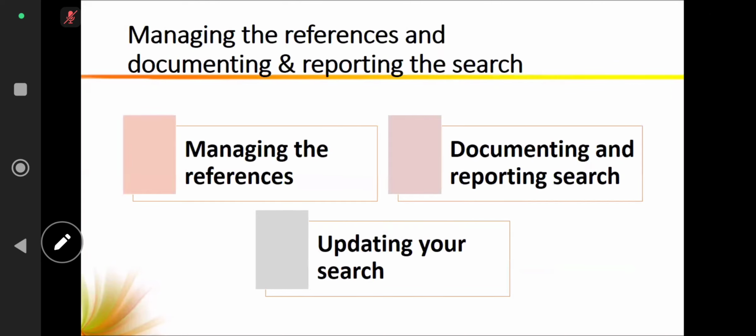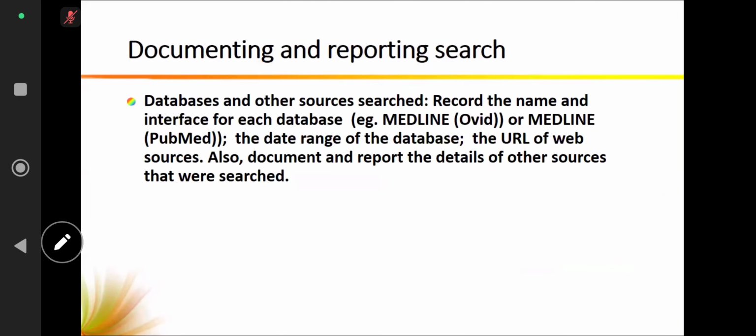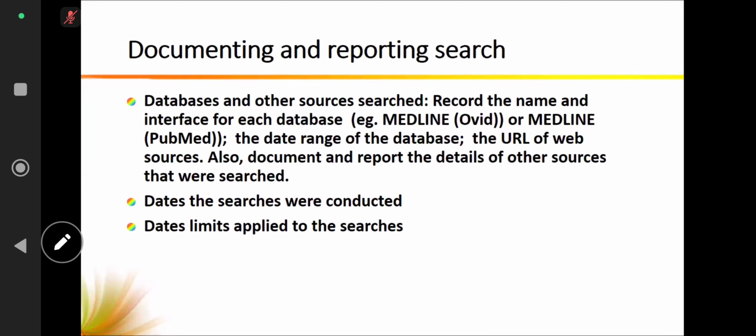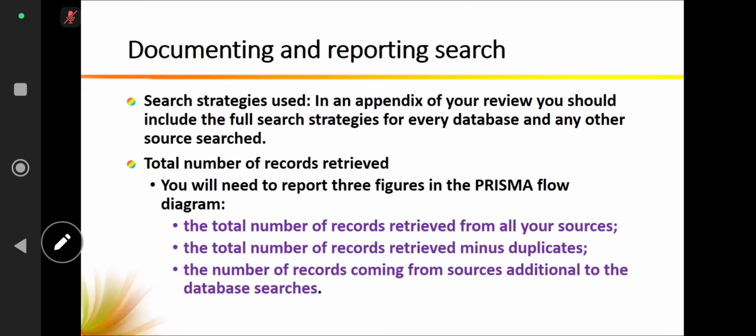And documenting and reporting the search is very, very essential, because it should be reproducible for each of the databases. For example, Medline, how did you search? Did you search Medline via Ovid, or did you search Medline via PubMed? That has to be explained. And what are the Boolean operators you have used, what are the limits you have used? So all these should be completely explained in your report, thesis, or the publication. Because the person whoever is referring to your systematic review should be able to get all these details.